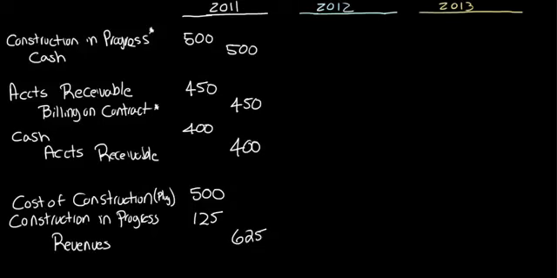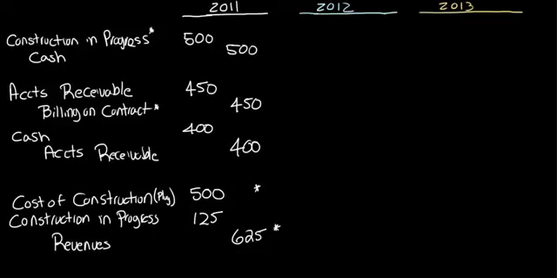In this final video of 2011 for Garvin's Construction, we are going to take this journal entry information and put it into our balance sheet, income statement, and statement of cash flow. All right, so let's start with the income statement. We know we're going to have this revenues number, and we're going to have this cost of construction number, which we use as a plug.